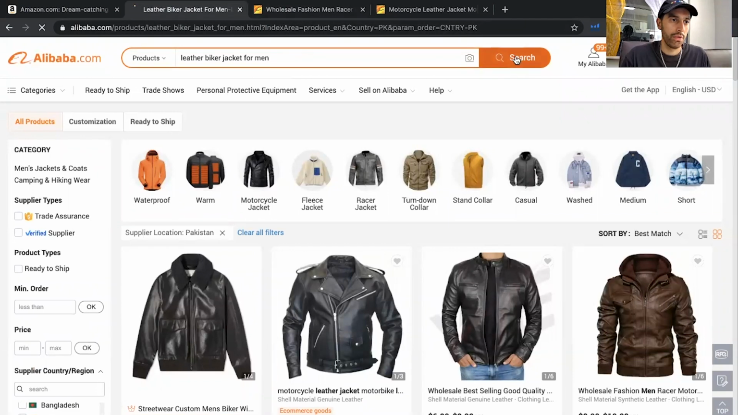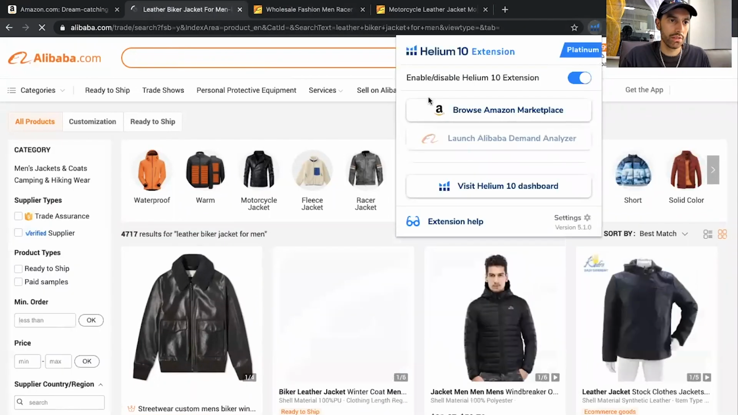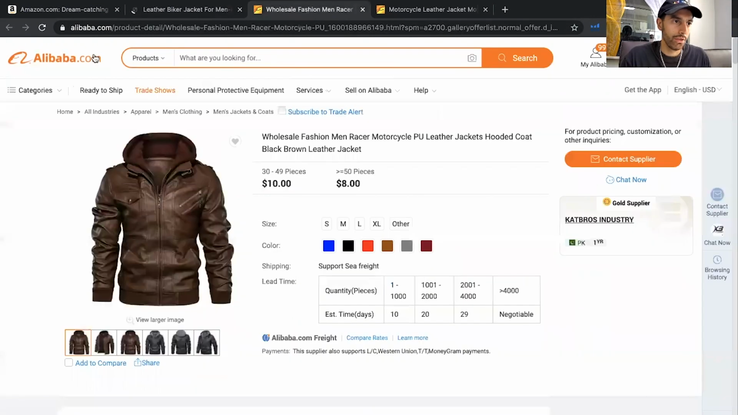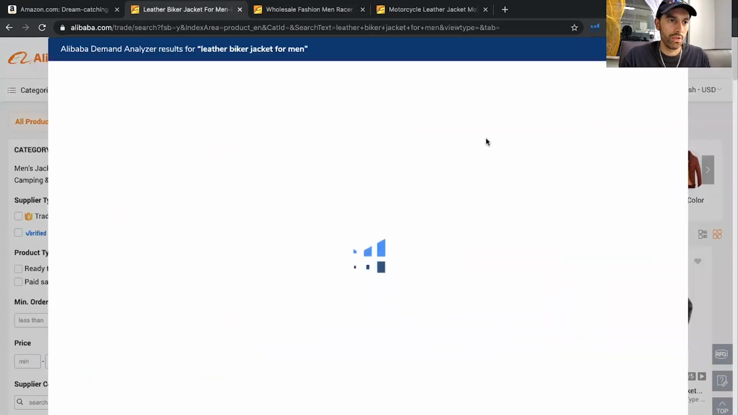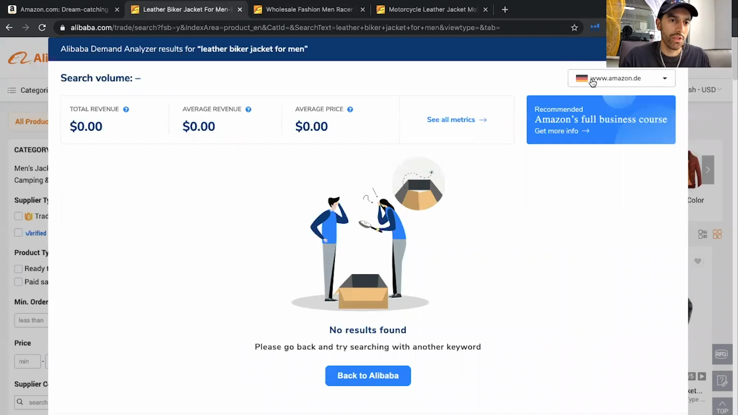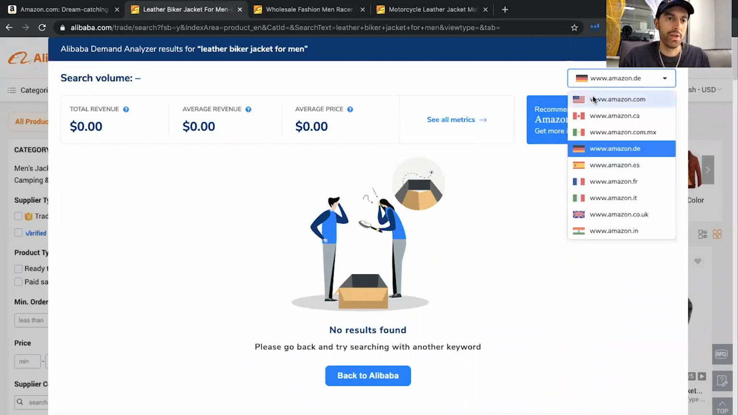Let's see if we can do that. Did I do this correctly? Let that load for a second. So yeah. Oh, it's because I've selected Germany. Let's go back to US.